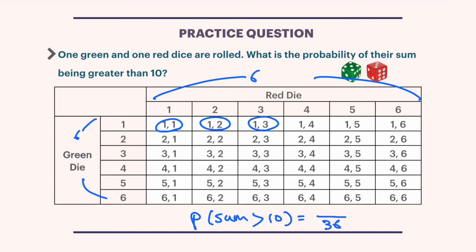And how many cases do we have when the sum of the two results is greater than 10? We have 3. 1, 2, 3, right? The sum of 5 and 6 is 11. That's the same, and this is 12. So we put 3 in the numerator. And we simplify this by dividing both numerator and denominator by the same number. In this case, it'll be 3. And we have 1 and 12. So 1 over 12. And that's our answer.